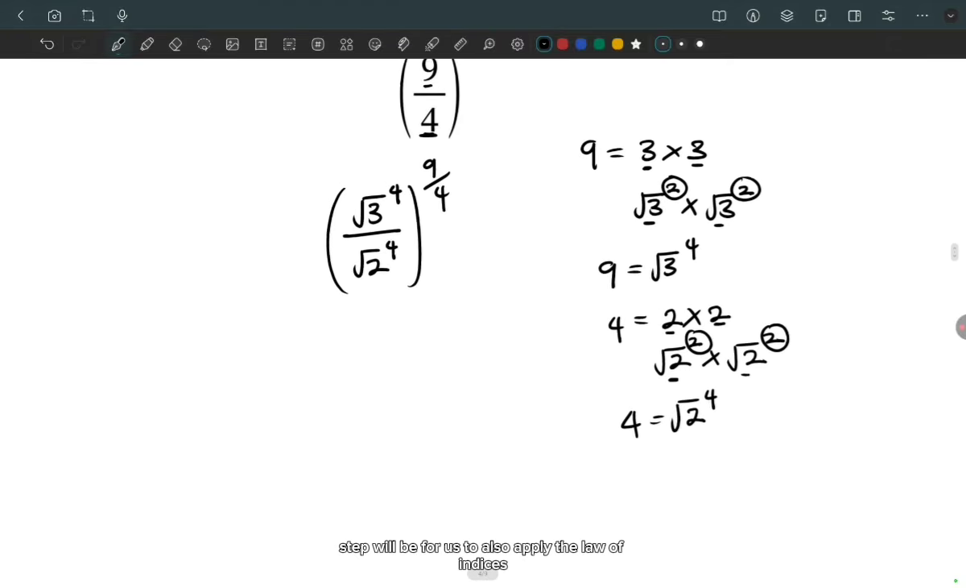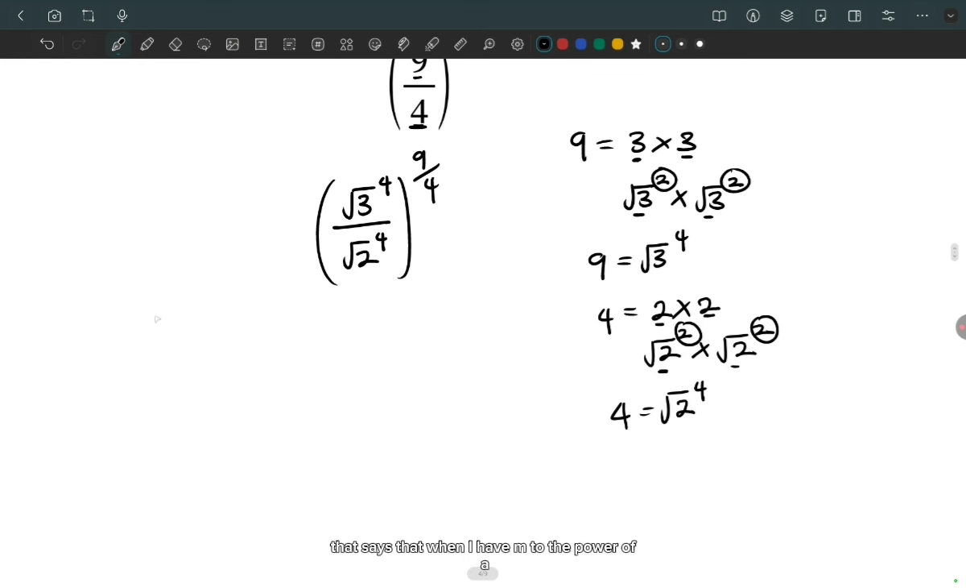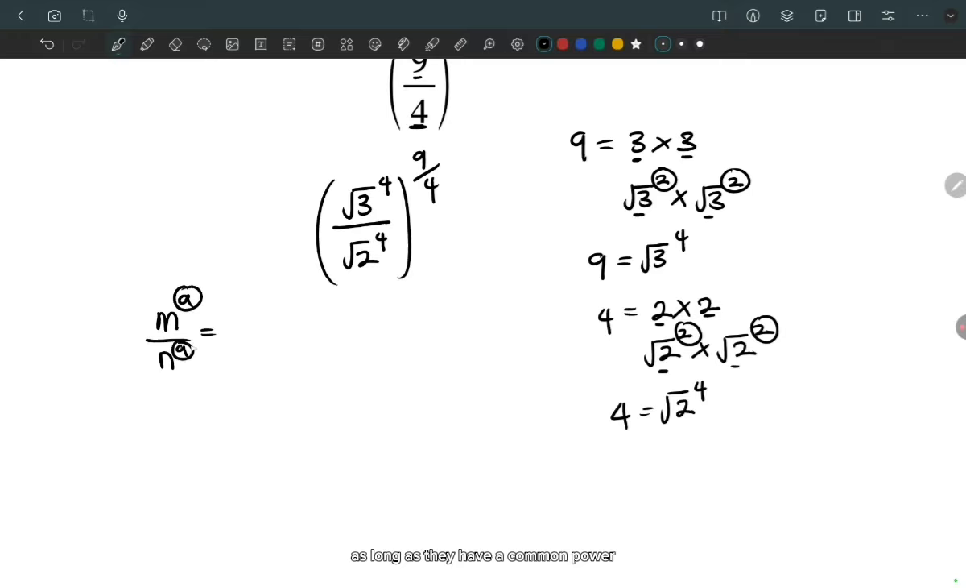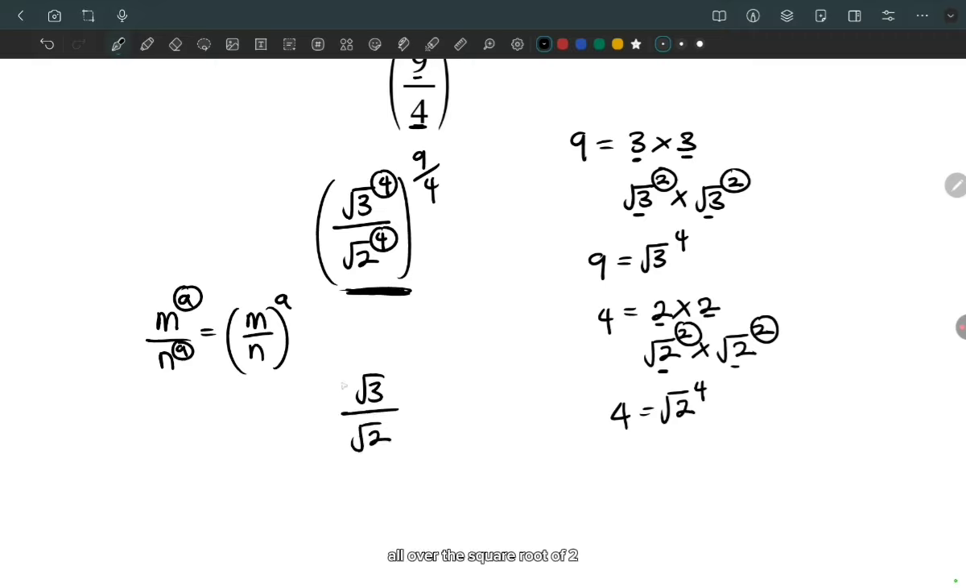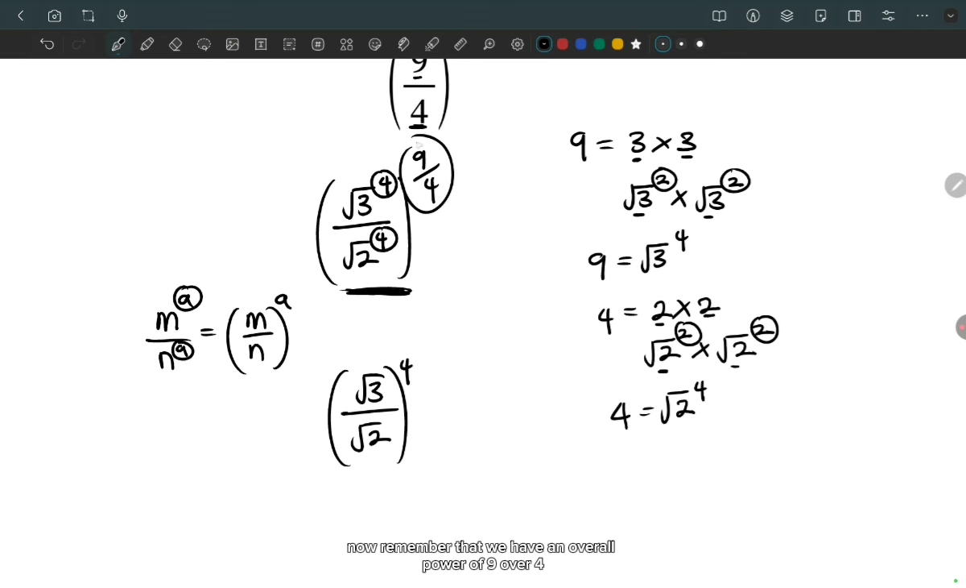Now, our next step is to apply the law of indices that says that when I have m to the power of a all over n to the power of a, as long as they have a common power, we can write this as m over n all raised to the common power of a. Now, let's apply that here. Here we see that we have common powers of 4. So this can be written as the square root of 3 over the square root of 2, all raised to the common power of 4.